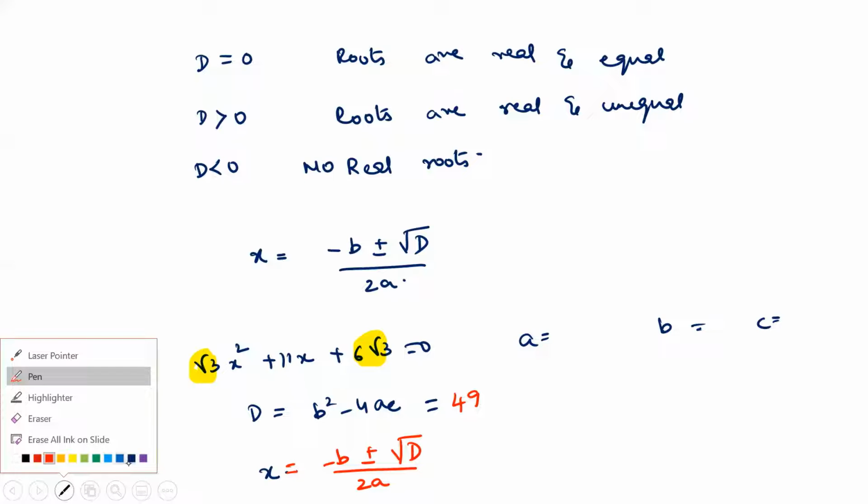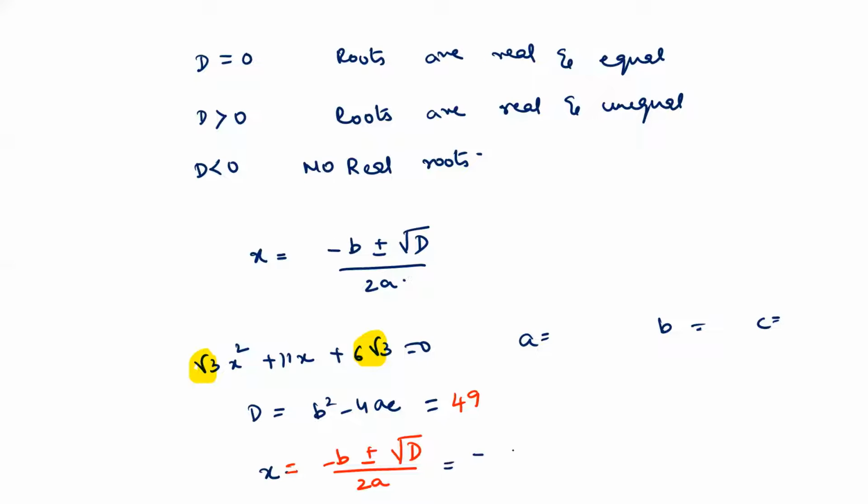Now substitute the value of D here. It's root 49. It's a perfect square. So minus 11 plus or minus, what is root of 49, Vimala? 7. Now you can take two different values of X, which is minus 11 plus 7 by 2 root 3 and minus 11 minus 7 by 2 root 3.